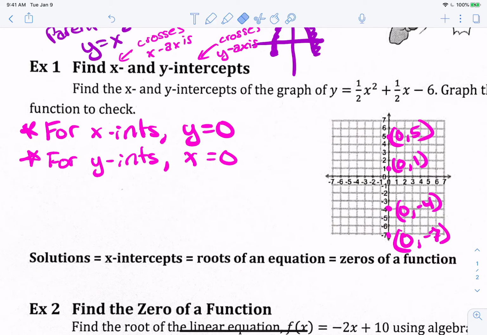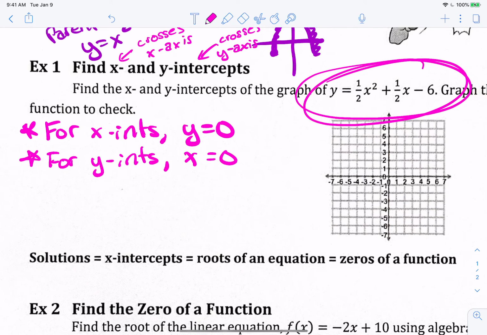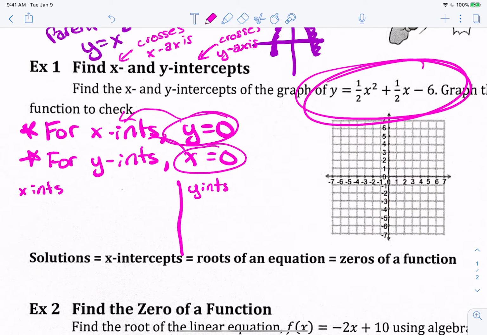Okay, now, if I have an equation like this one here, and I want to know where the x-intercepts are, and I want to know where the y-intercepts are, all I do is plug 0 in for y if I want to know the x-intercepts, and I plug 0 in for x if I want to know the y-intercepts. That's how that works. Does that make sense? Yeah? So let's do the y-intercepts first.